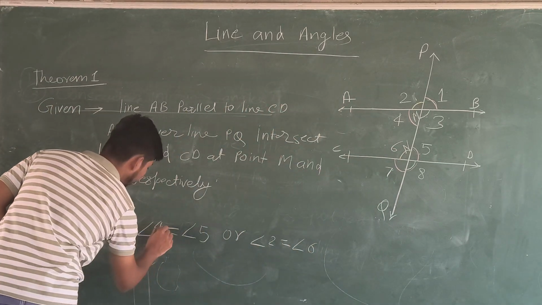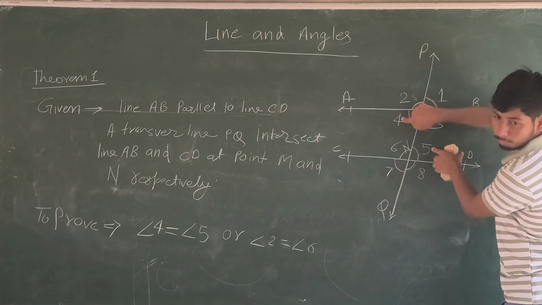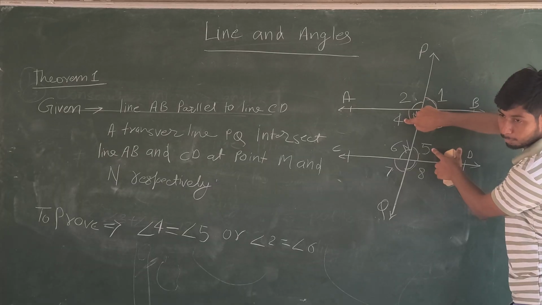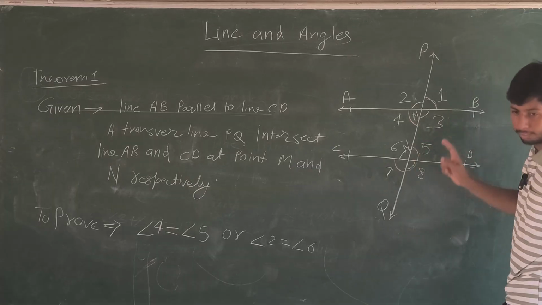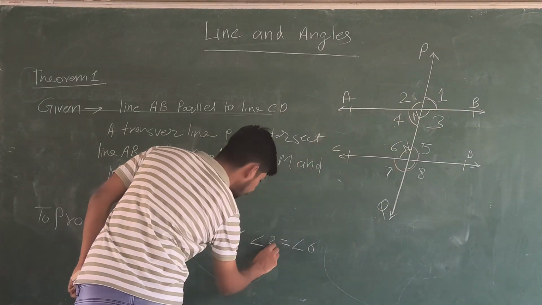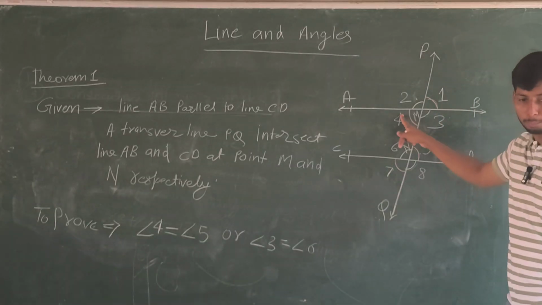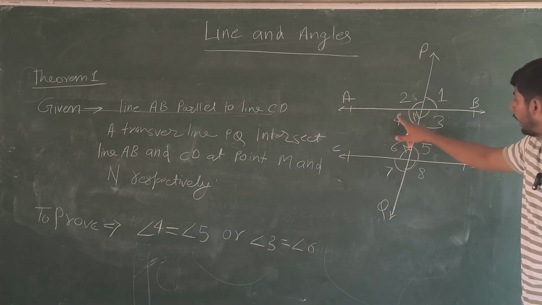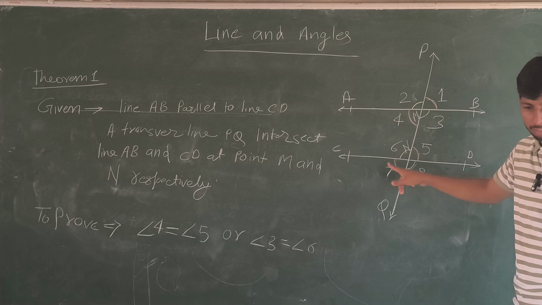Sorry, this one you have to change. Here we have to prove that angle 4 is equal to angle 5. Alternate angles we have to prove. Listen here. Here we have to prove alternate angles. It means angle 4 is equal to angle 5 and angle 3 is equal to angle 6.